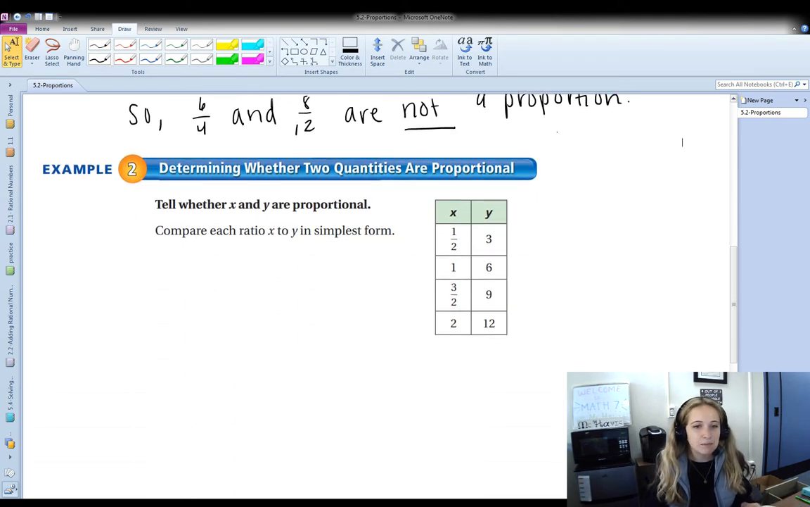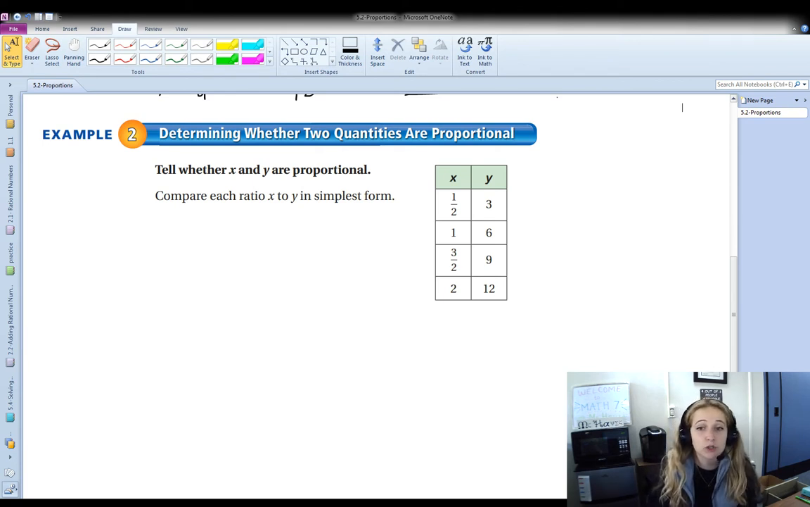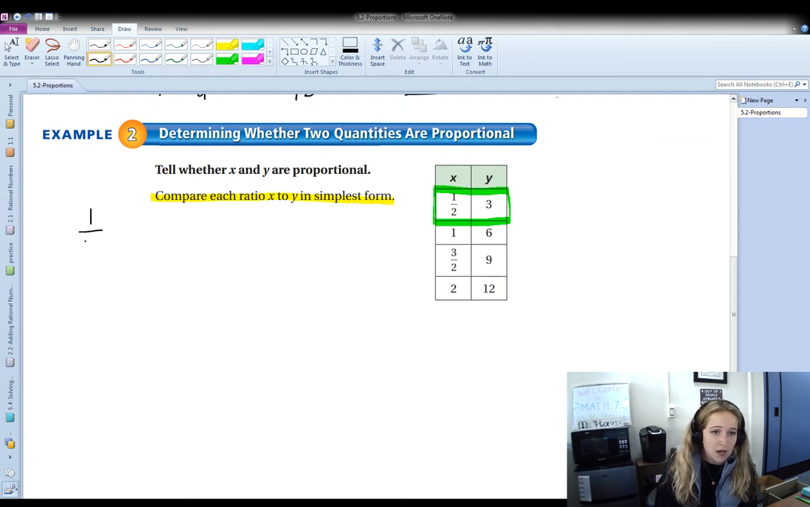Now we're going to look at this table. Determine whether two quantities are proportional, but we're going to be using a table, okay? So the first thing that we are going to do, I'm going to write the directions, is we already have that written down. Compare each ratio x to y in simplest form. So make sure it's x to y in simplest form. So the first thing I'm going to do is I'm going to compare x to y. So I'm just going to do the first box, okay? The first box. So 1/2, I'm going to write, it says x to y, so my x is going to go on top, and my y is going to go on bottom, 3.